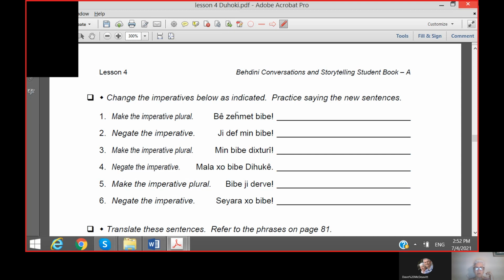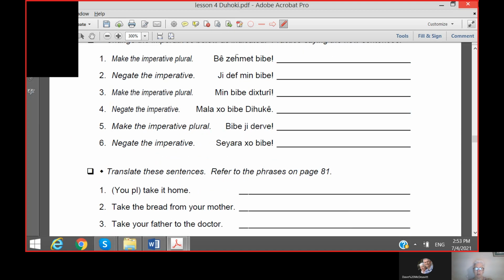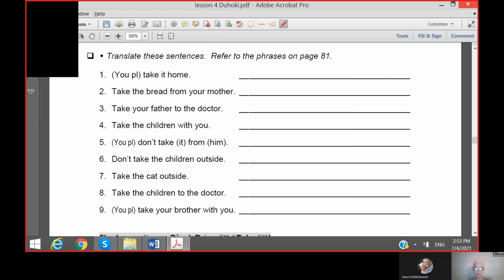On page 82, change your imperative as indicated and then practice the new sentences. You can check these in your Appendix S and then say them with your language helper. Then translate the sentences. Refer to the phrases on page 81.